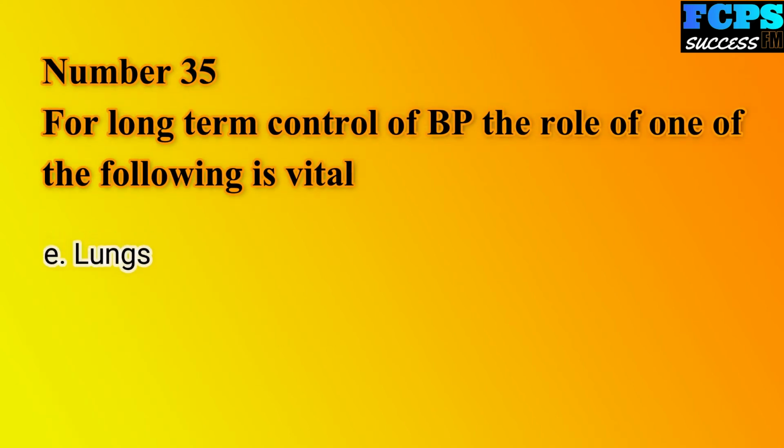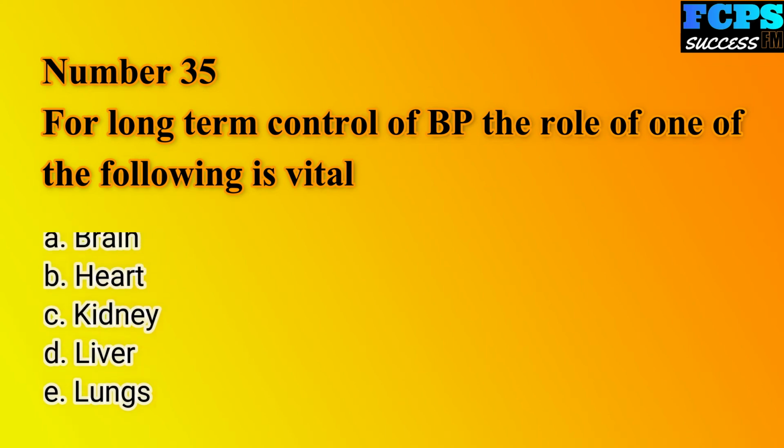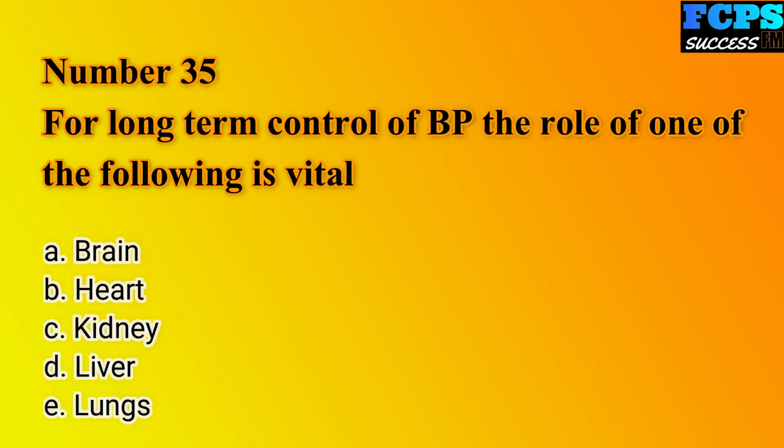Number 35. For long-term control of BP, the role of one of the following is vital: A. Brain, B. Heart, C. Kidney, D. Liver, E. Lungs. Correct option is C. Kidneys.